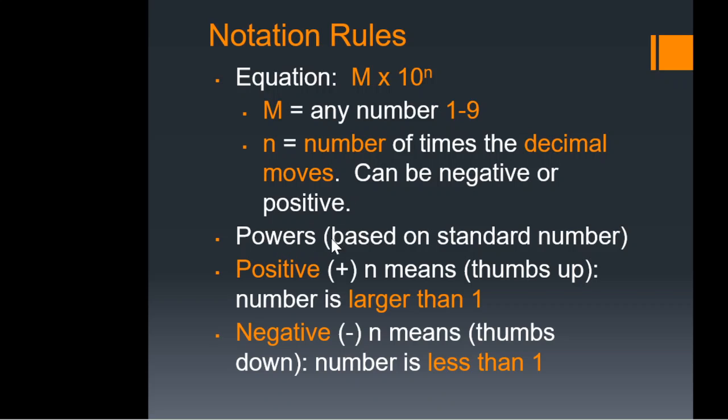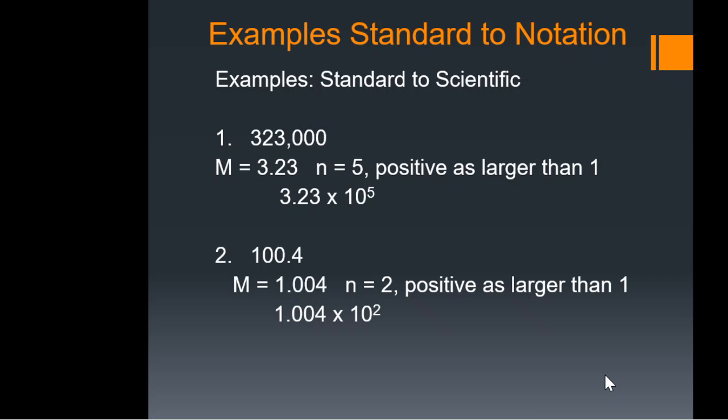So powers are based on the standard number. This little n is based on what we call our standard number, which is just a regular number. It's a fancy word for saying regular number. Positive means, if you think about it, thumbs up. It means the number is larger than 1, if you have a positive power or positive little n. And a negative little n means thumbs down. Number is less than 1. Okay? We'll practice this. Don't you worry.